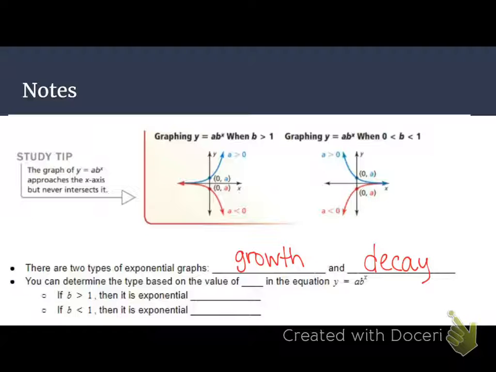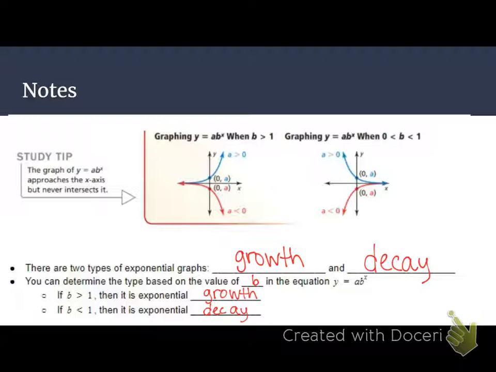You can determine the type of graph based on the value of b in the equation y equals a times b to the x. So the b is what tells us whether or not it's going to be growth or decay. If b is greater than 1, then it's exponential growth. If b is less than 1, then it's exponential decay. This has nothing to do with the a value.